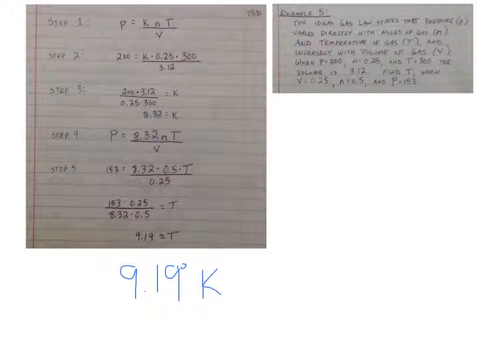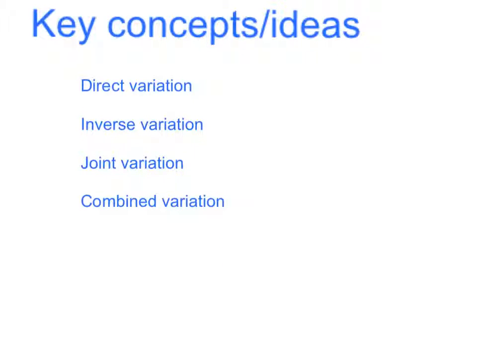Let's take a look at key concepts and ideas. All right, the key concepts and ideas for skill number 73 about variation functions is we should be able to set up and solve a direct variation problem. This would be the sort of y equals k times x. Usually we solve for k and then tackle the problem a second time once k is solved.